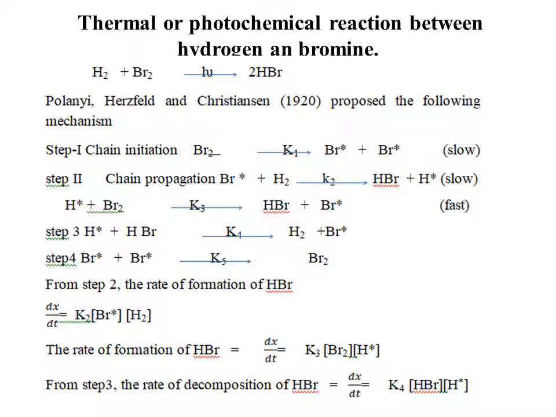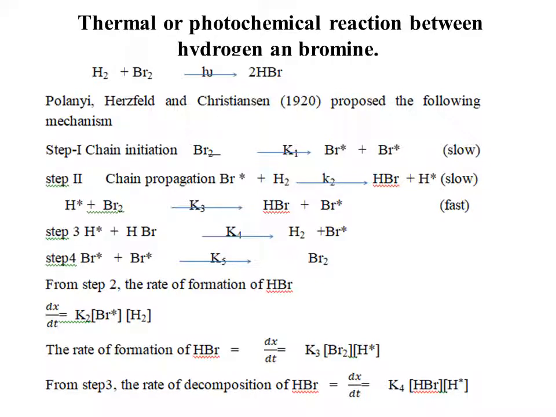Now Polanyi, Hertzfeld and Christiansen in 1920 proposed the following mechanism for this reaction, that is the photochemical reaction between hydrogen and bromine. Step 1, chain initiation.